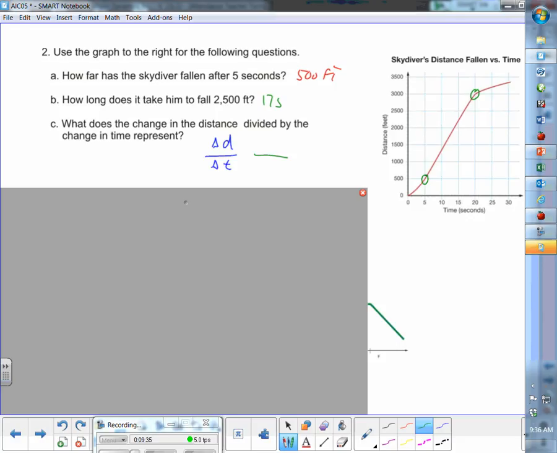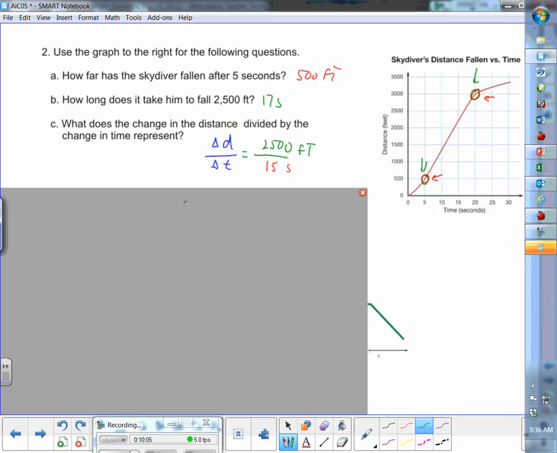No. We went from 500 to 3,000. From this point to this point, how much did it change? 2,500. It went from 500 to 3,000. Did it not change 2,500? That was the change in distance from those 2 points. I'm going to stay with the same 2 points. How much did the time change? 15 seconds.